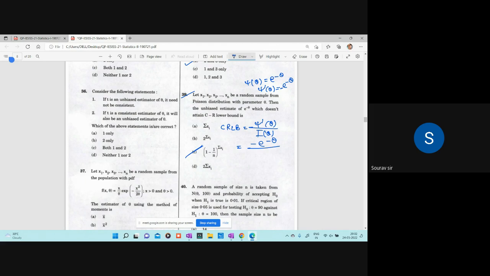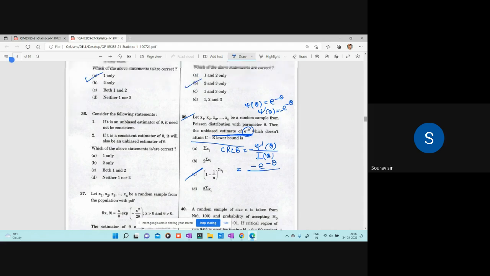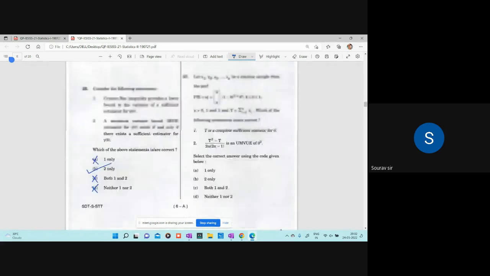And you need to find the unbiased estimator of e to the power minus theta which does not attain CRLB. Sorry, you need to get the unbiased estimator. See the difference between these two questions. Where was the previous question?